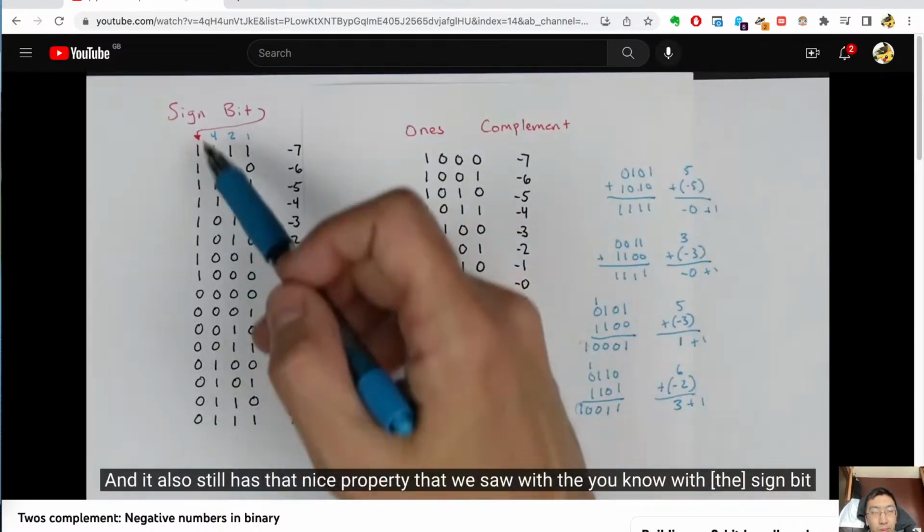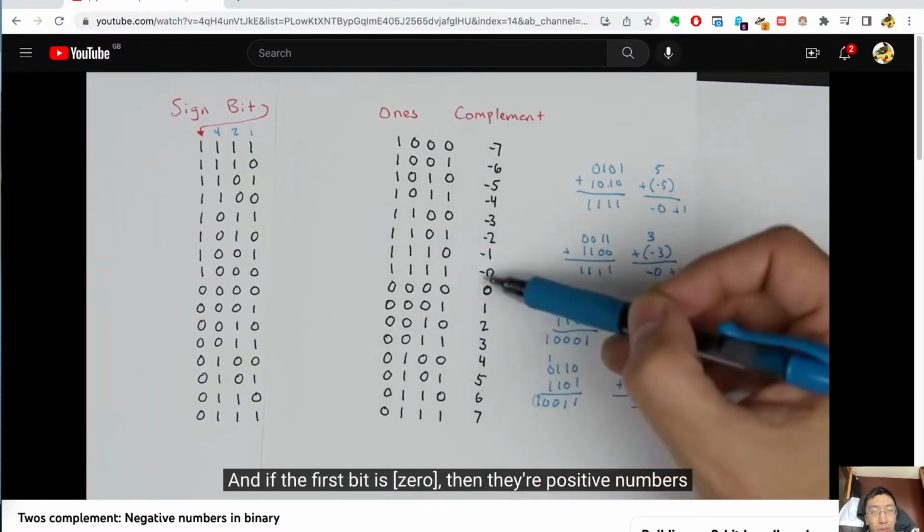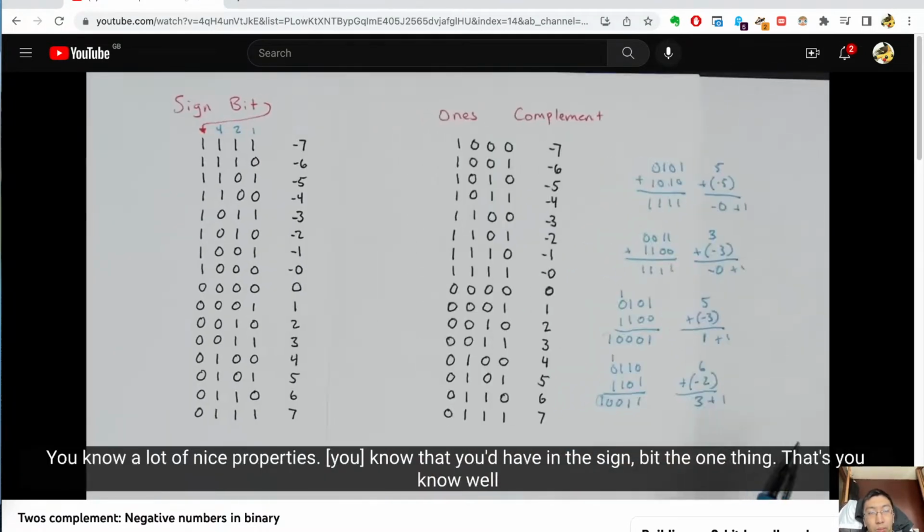and it also still has that nice property that we saw with the sign bit, which is you can look at this first bit and you can tell these are all negative numbers, and if the first bit is 0, then they're positive numbers. So it seems like the 1's complement has a lot of the nice properties that you'd have in the sign bit.